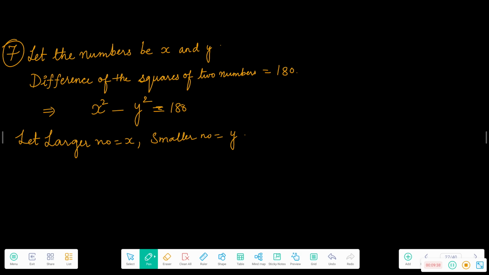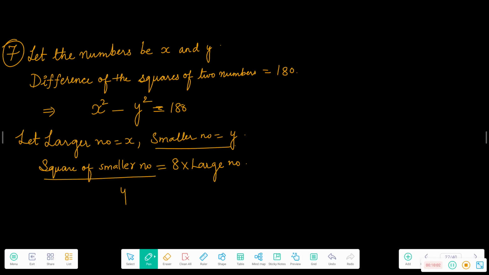Now according to the question, the square of the smaller number, here the smaller number is y, is 8 times the larger number. The square of the smaller number is y square, is 8 times of x. So y square is 8x. Let this be your equation 1.